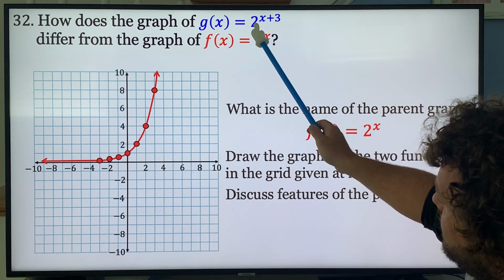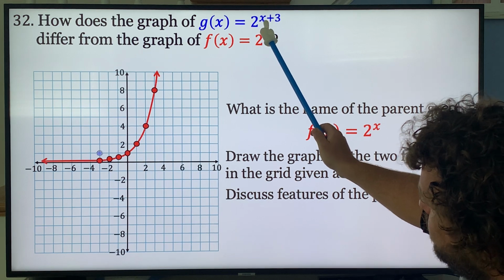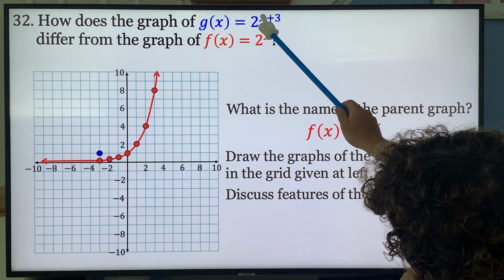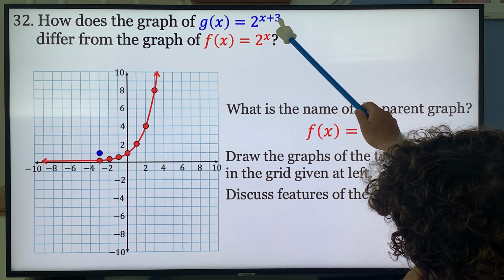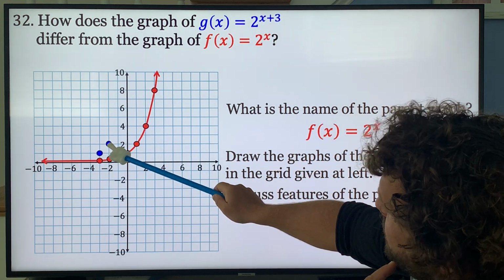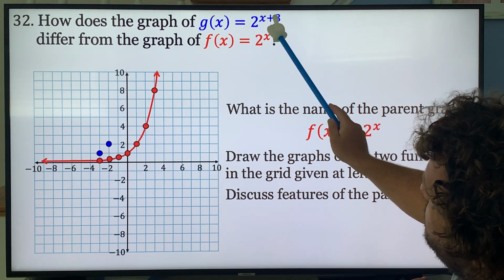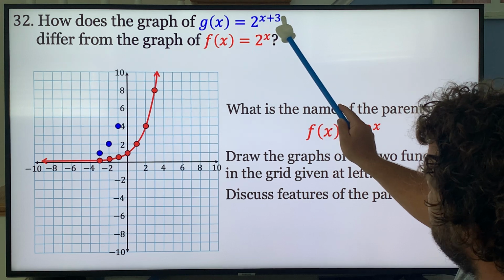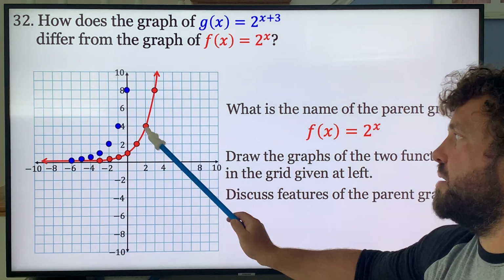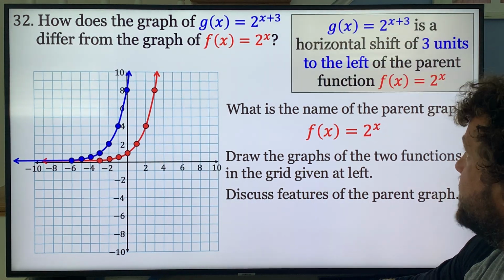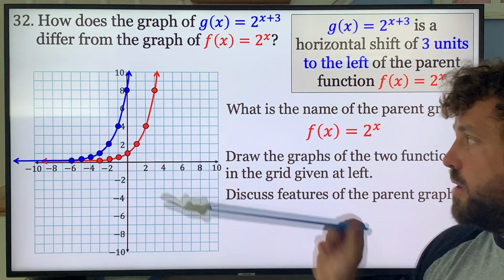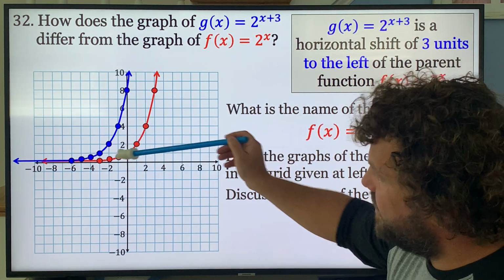Now, if I plug in 0 here, 2 to the 0 plus 3 is 2 to the third power. Wait, sorry, if I plug in negative 3, 2 to the negative 3 plus 3. So that's 2 to the 0. That's 1. If I plug in negative 2, negative 2 plus 3 is 1. 2 to the first power is 2. If I plug in negative 1 here, 2 squared is 4. If I plug in 0 here, 2 to the third power is 8. And then if I plug in these, I'm just shifting. Do you see all these shifts? They're all the same. What's my shift? It is a horizontal shift, left and right, 3 units to the left. So all these are 3 units to the left.